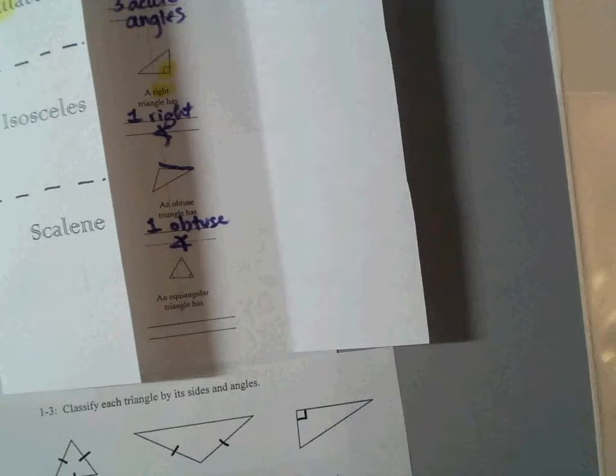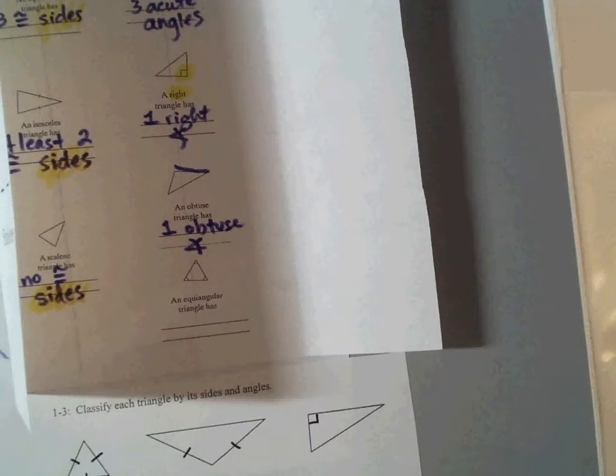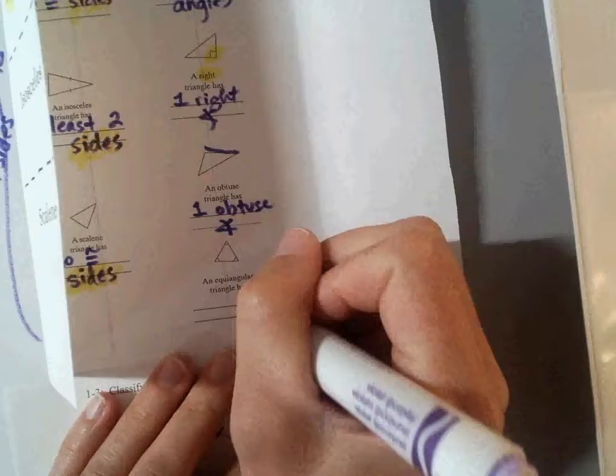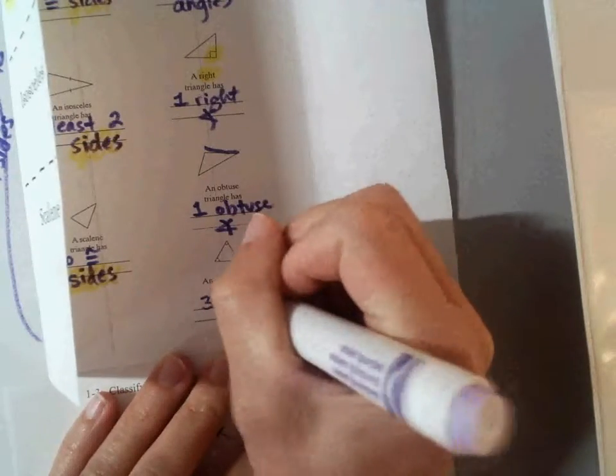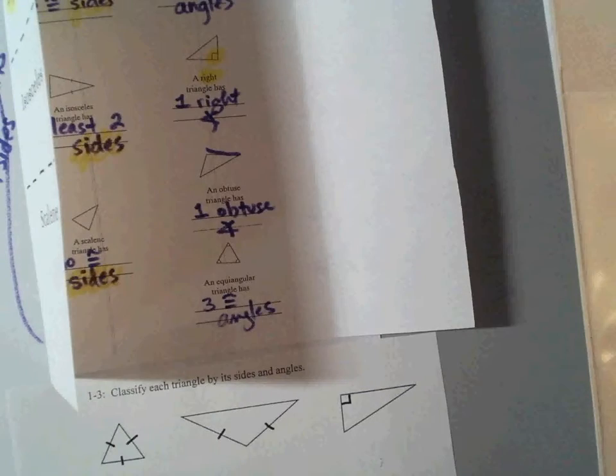All right, and then the last word is equiangular. Notice it's not equilateral, it's equiangular. So what do you think equiangular means? Yeah, an equiangular triangle has three congruent angles. Three congruent angles.